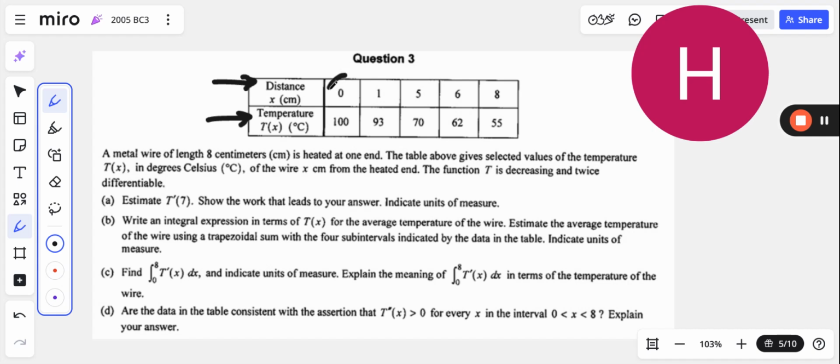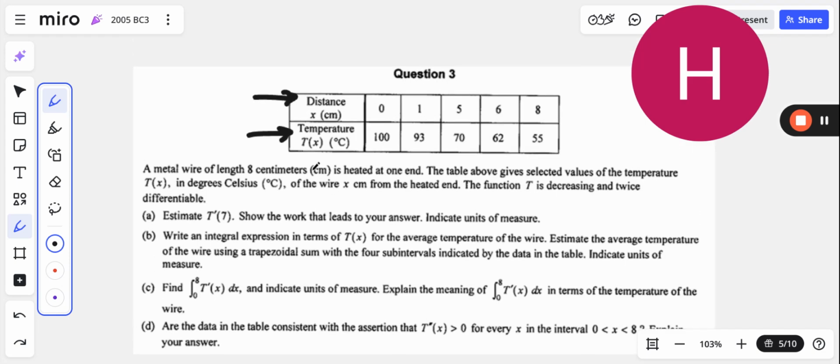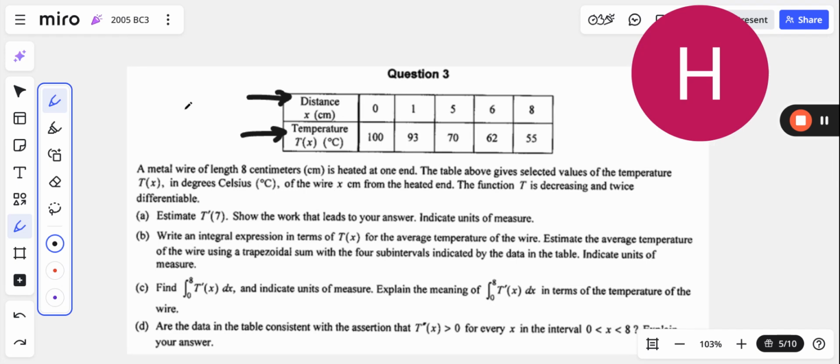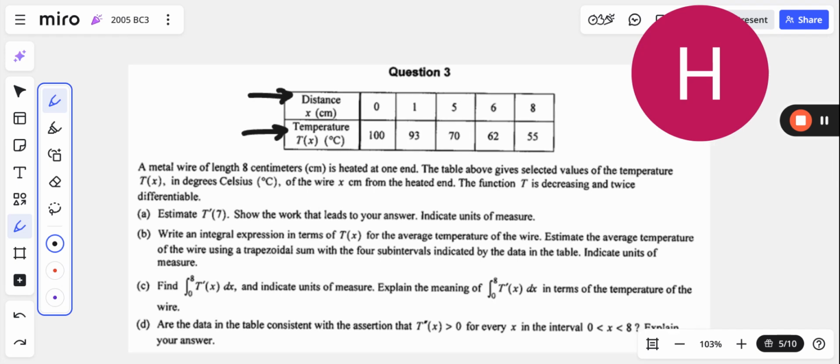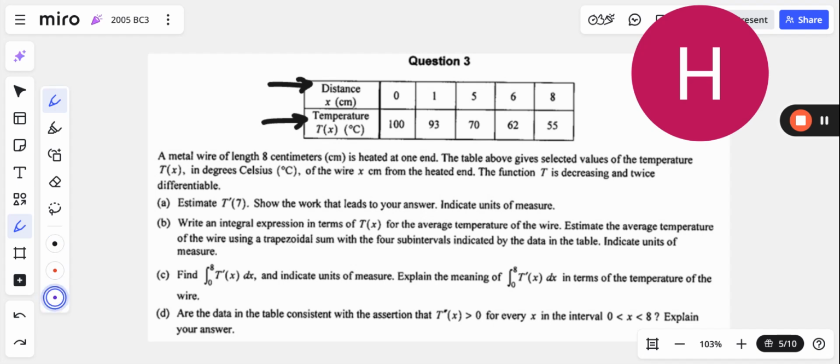Got it. So the part where we're directly heating it, this is how hot the wire is. And then as you move down the wire, away from the end where it's getting hot, you see that this is changing here. So when we're all the way on the other end of the wire, it's 55 degrees Celsius, whereas it's 100 degrees Celsius on the part where we're heating it. Okay, I think we understand this now. So as we go further out, the temperature changes. Estimate T prime. That's part A. Estimate T prime of 7. Show your work that leads to your answer.